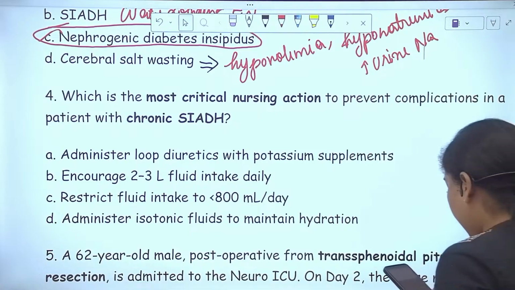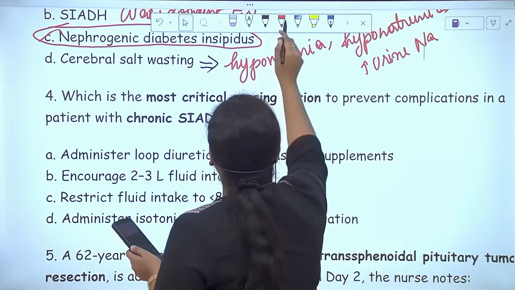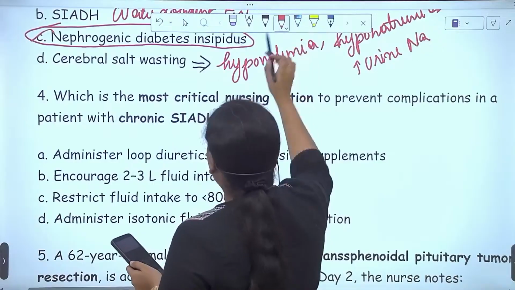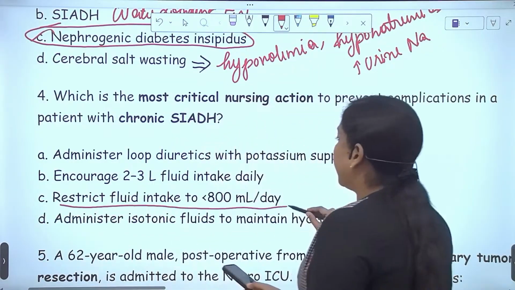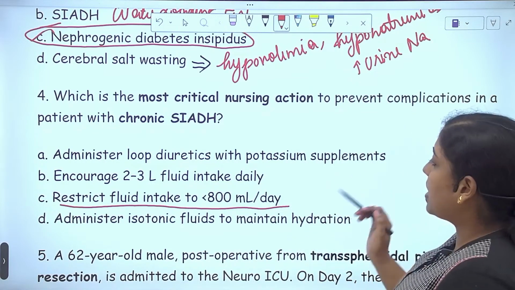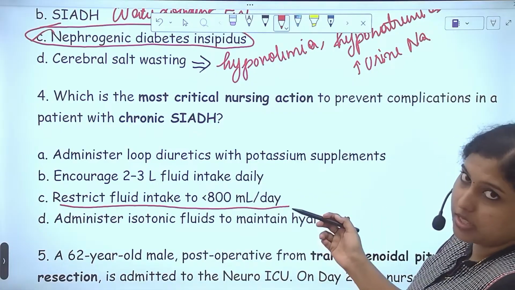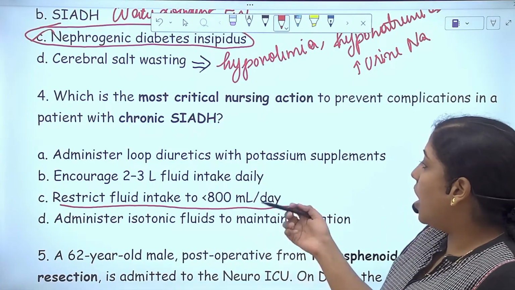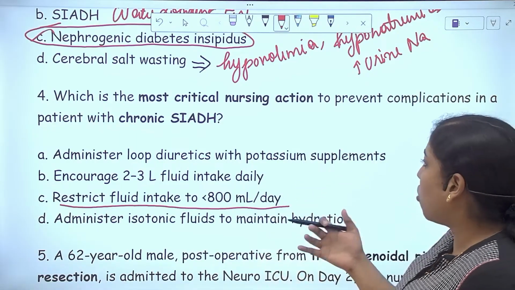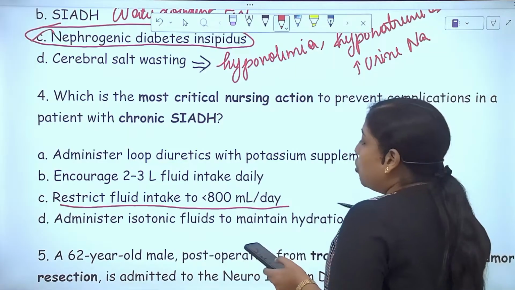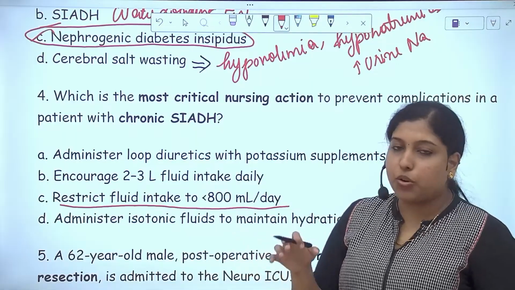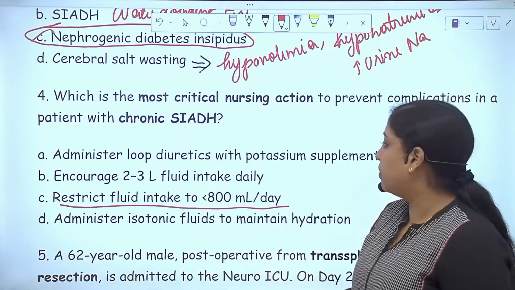Yes, Priyanka, Devi and Saranya, you answered it very correctly and appropriately. It is restriction of fluid intake to less than 800 ml per day. Why are we doing it? Already in SIADH, excessive fluid retention, water retention is there. Additionally, you're not supposed to give more fluid. In order to reduce the chronic complications of your SIADH, you have to restrict the fluid intake of that particular patient, so that you can reduce the amount of water retention as well.